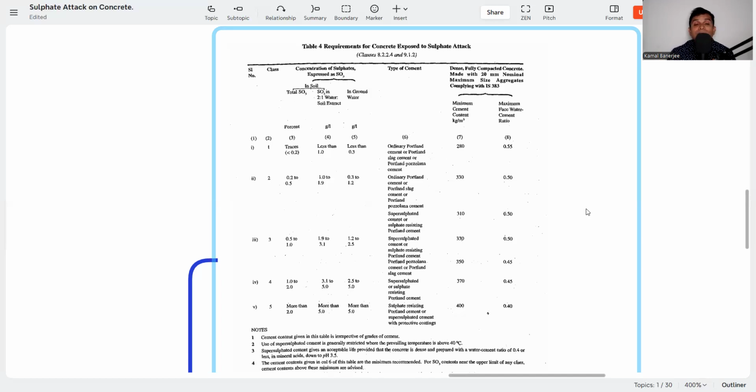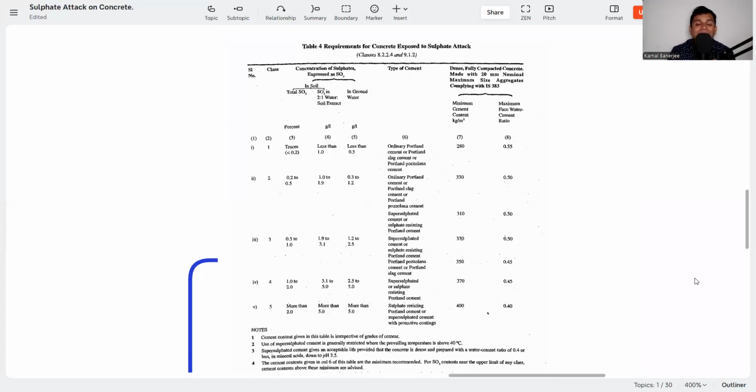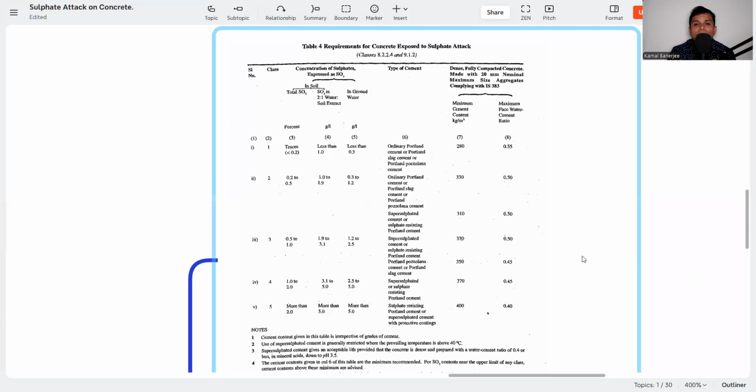Whenever you are doing a design, you should consider the sulfate attack on the concrete, and accordingly from Table 4 you can find out the maximum water cement ratio and the minimum cement content. Accordingly we can make the mix design. So this table is very important whenever we are working in India, and designing concrete in an area where sulfate is a problem. Use this table and you will make a proper mix design, so that there will be no sulfate attack.